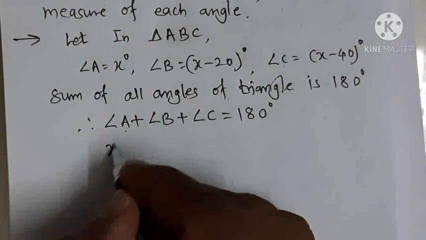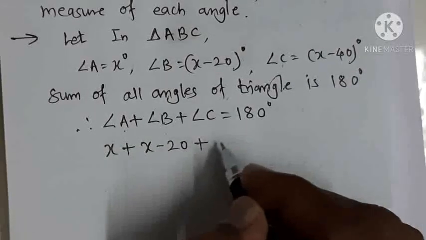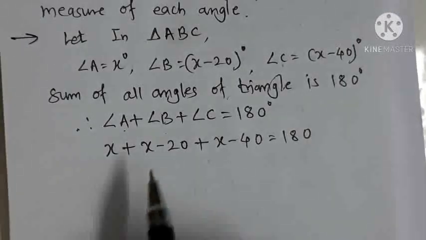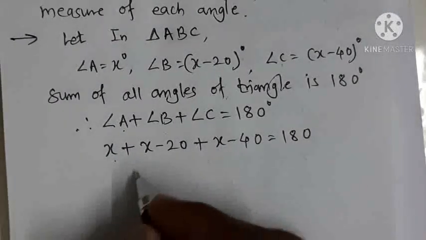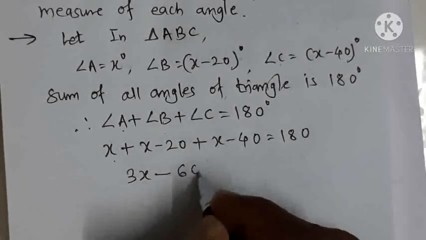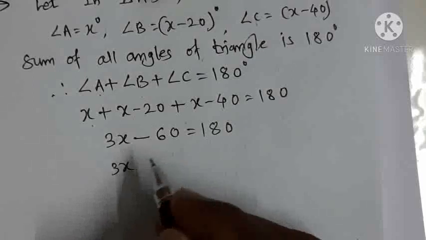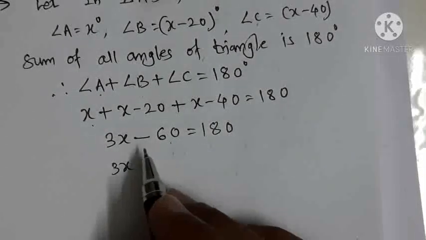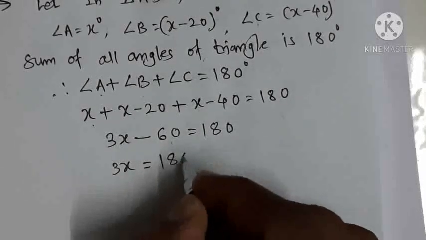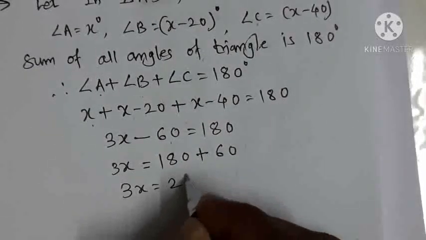Now put the values of angle A, angle B and angle C. Angle A, that is x degrees, angle B, that is x minus 20 degrees, angle C, that is x minus 40 degrees, is equal to 180 degrees. Now solve this equation. x plus x plus x, that is 3x, minus 20 minus 40, that is minus 60, is equal to 180 degrees. Therefore 3x is equal to, now take this negative 60 to the right hand side; it is negative here, so when it goes there it becomes positive. Therefore 3x is equal to 180 plus 60. Therefore 3x is equal to 240.